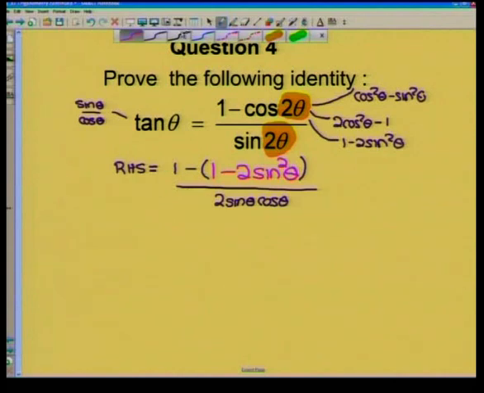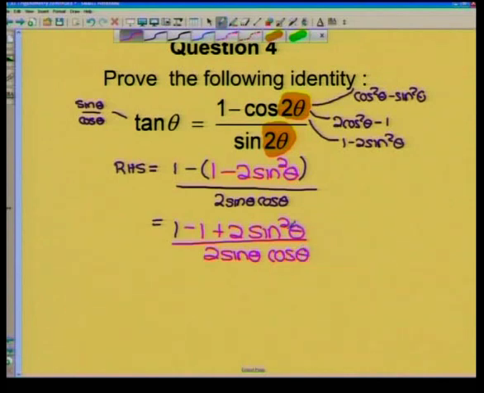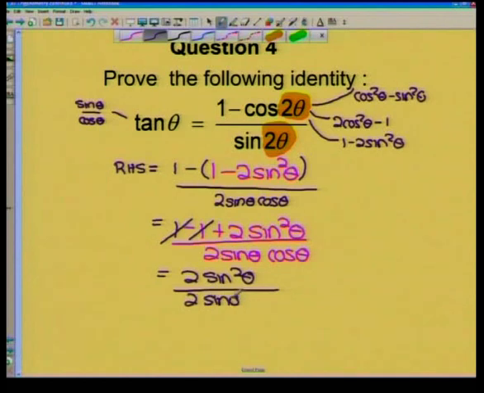Right, now why is that good news? Well, let's have a look. We now have 1. That negative is going to distribute in, so it's going to be minus 1 plus 2 sine squared theta all over 2 sine theta cos theta. Right, good news. That 1 and that 1 are going to fall away, 1 minus 1 being 0. And now I'm left with 2 sine squared theta over 2 sine theta cos theta.